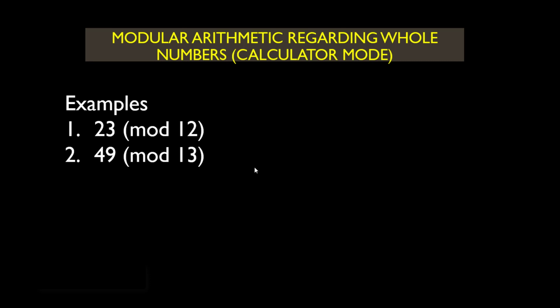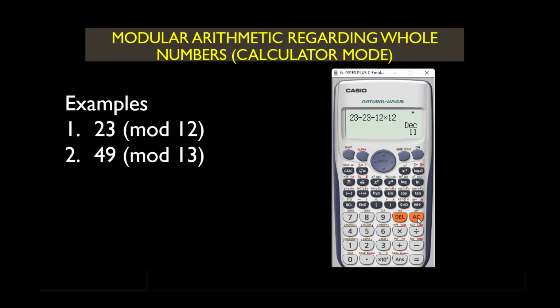Now let's look at the next one, which is 49 mod 13. Let me press the AC key to clear it so that I can perform a new operation. So you type 49 minus 49 divided by 13 times 13. What do you get? 10. So in other words, 49 mod 13 is simply equal to 10.